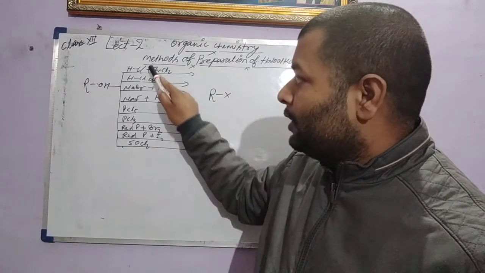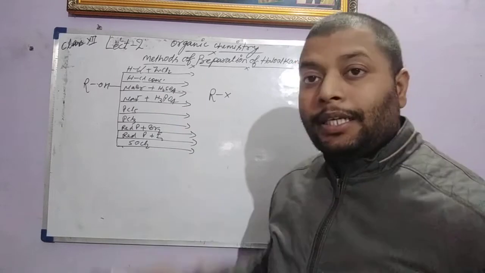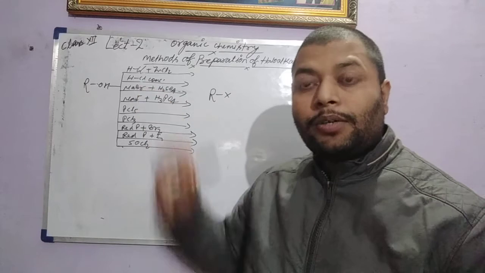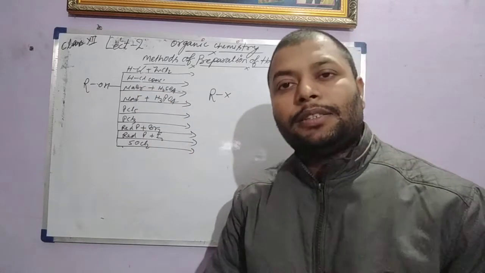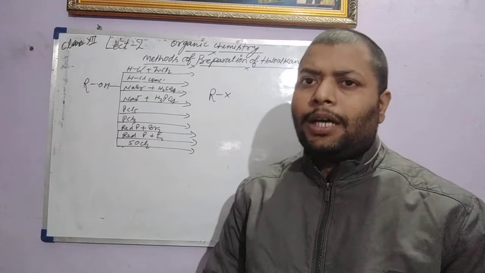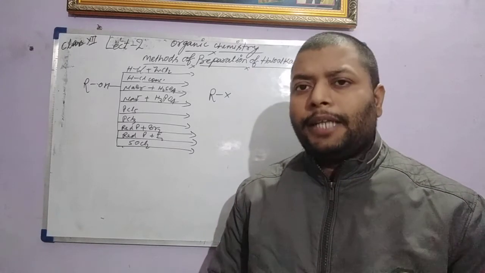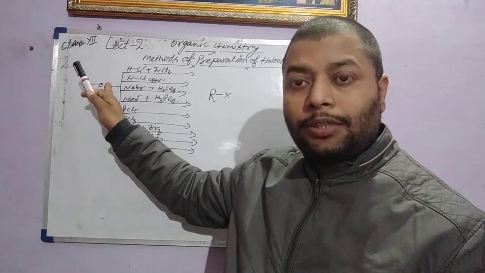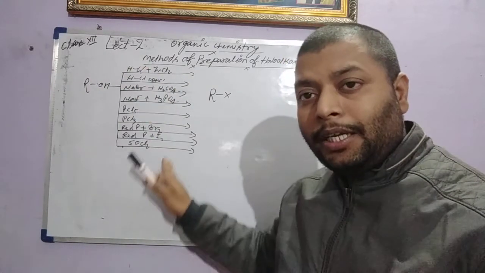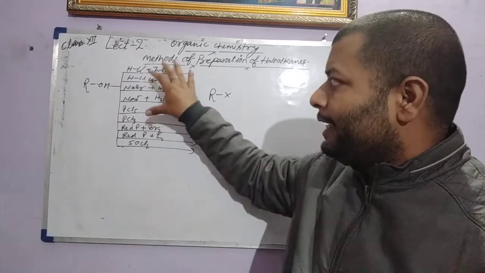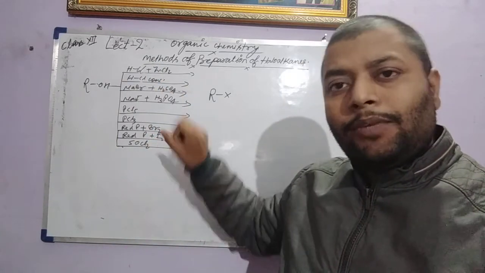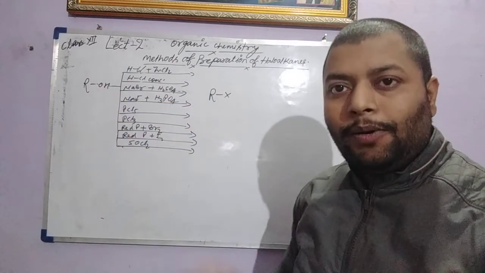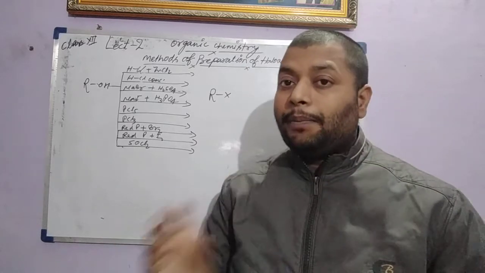So you can count 1, 2, 3, 4, 5, 6, 7, 8, 9. Nine different types of reactions are there for preparation of haloalkane from alcohol. You can practice all the types of reactions one by one very easily. Just take at least one example each of primary, secondary, and tertiary, pick any one of them, and make your own reaction properly from alcohol to haloalkane. So that is the revision of the last lecture.